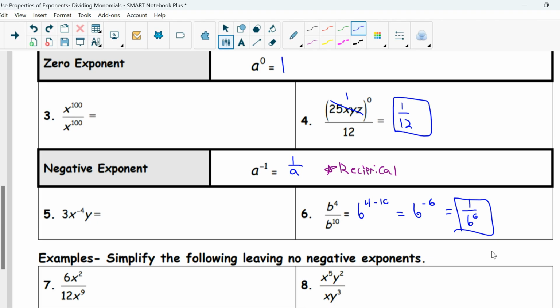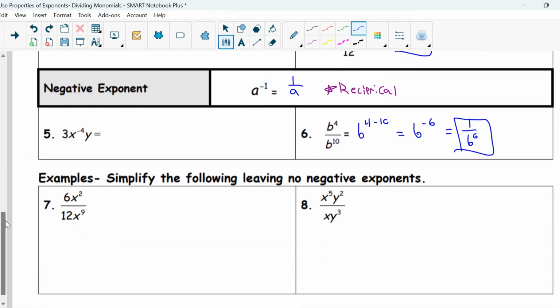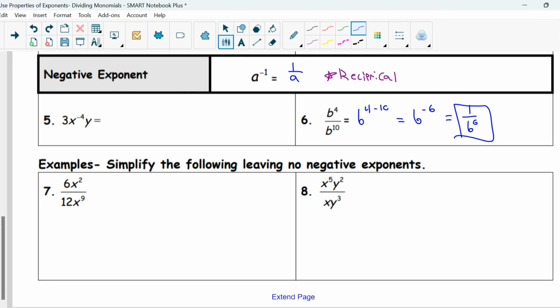All right. So those are our 3 rules for dividing monomials. We can go over the left half together in class. Make sure you guys are asking questions if you have them. So let's knock out these first 2 examples here, and then we'll leave the rest for class. So simplify the following, leaving no negative exponents, okay? So we don't want any negative exponents. That means that we will have to use our negative exponent rules, if possible.